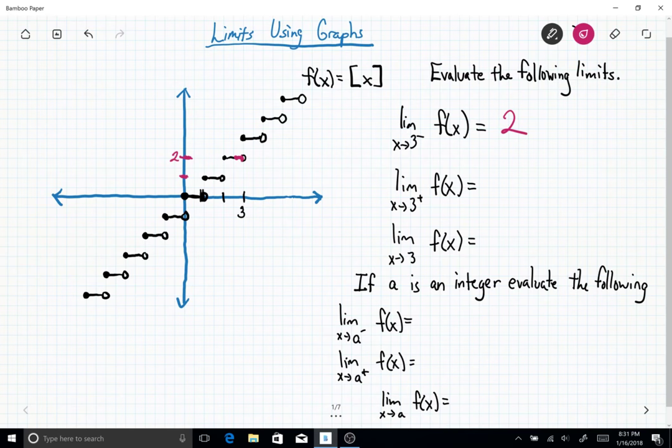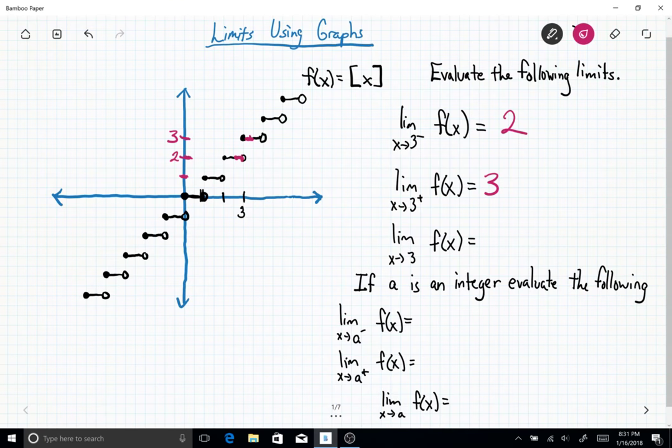In a similar manner, we can do the limit as x approaches 3 from the right-hand side. So here's 3. We want to go to the graph and we want to approach it from the right-hand side this time. And as we go from the right-hand side, notice we're getting closer and closer to a y value that corresponds to right here, which is 3. So the limit as x approaches 3 from the right-hand side happens to be 3.